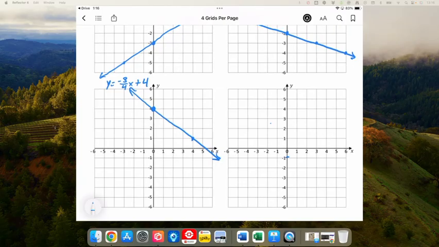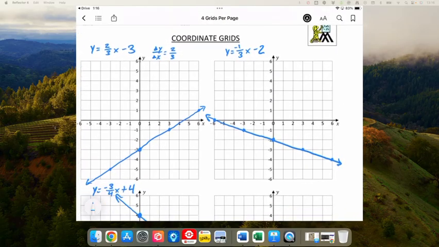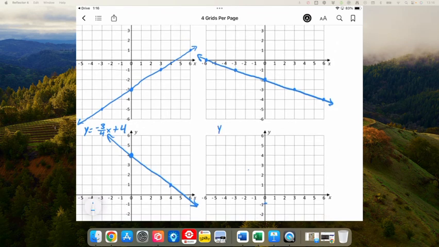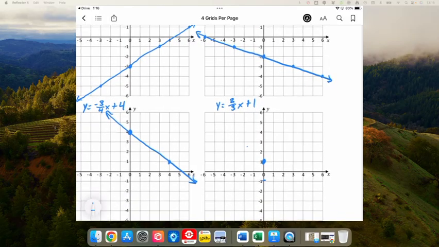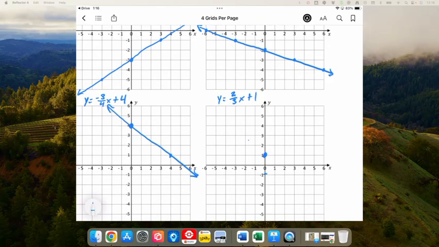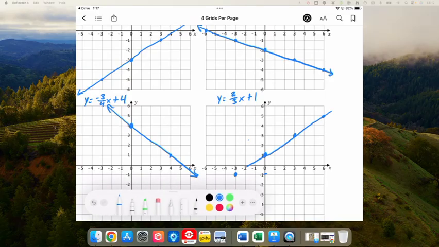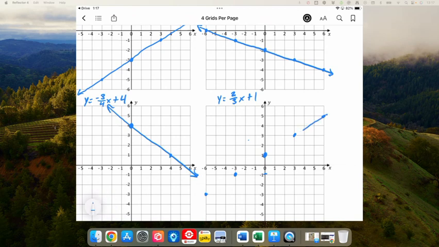Fairly simple process. The last one, we are going to have both be positive. So we will say y equals 2/3 x plus 1. So we're going to go to 1 on the y-axis. That is our initial value. And then we have 2/3. So up 2 and to the right 3. Or down 2 and to the left 3. Either way will work. I always start with the way it's written and then go do the opposite after I've gotten all the points that I can.